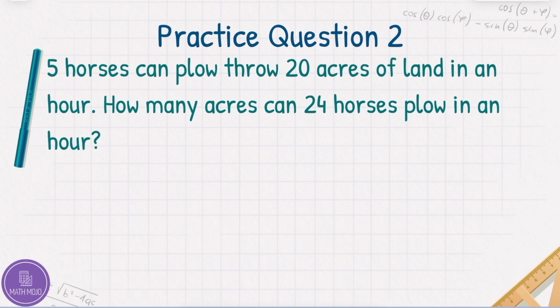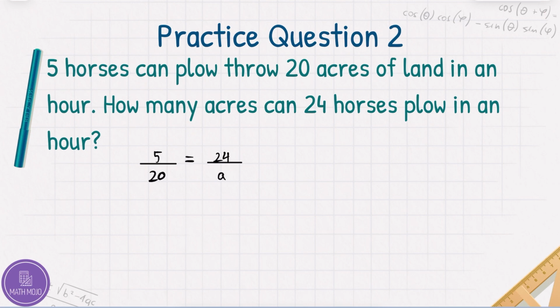Okay, now our next example, pause this video and try this example on your own, and then we'll take it up together. So we have 5 horses can plow through 20 acres of land in an hour. How many acres can 24 horses plow in an hour? So let's start off by making our ratio. We have 5 horses, so we can put that in our numerator, and we have 20 acres of land. So we can put 20 in the denominator, and then we can put 24 horses in our numerator. And then the thing we don't know is how many acres of land 24 horses can plow. Okay, so we can just put an A for number of acres.